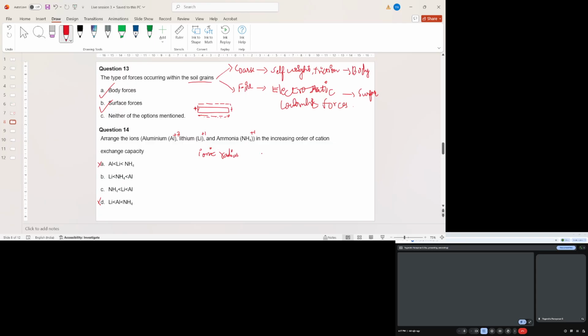So the ionic radius of lithium is less than the ionic radius of ammonia, right? Lesser the ionic radius, lesser the cation exchange capacity. Among these two options, this is not right, so this is the right option: lithium followed by ammonia followed by aluminium. Any doubts? I think it's clear.